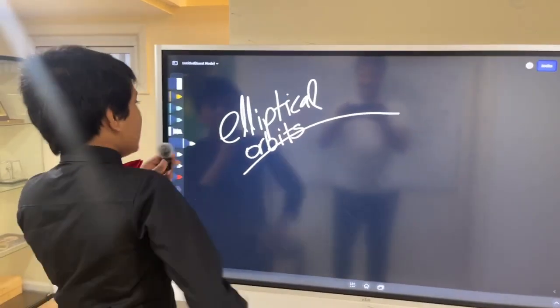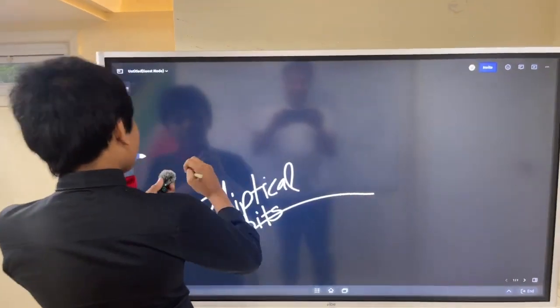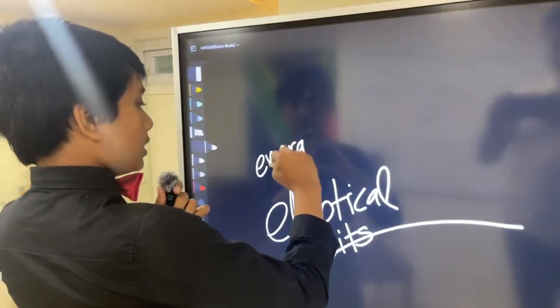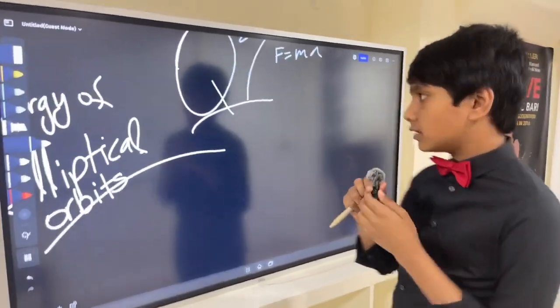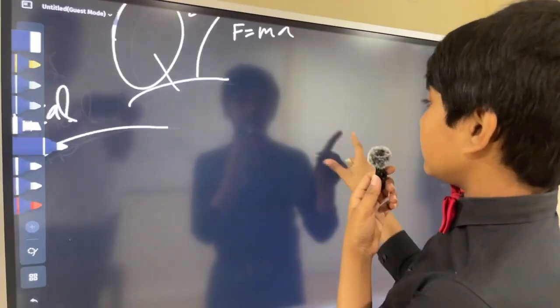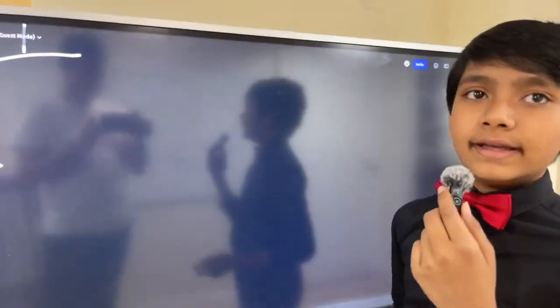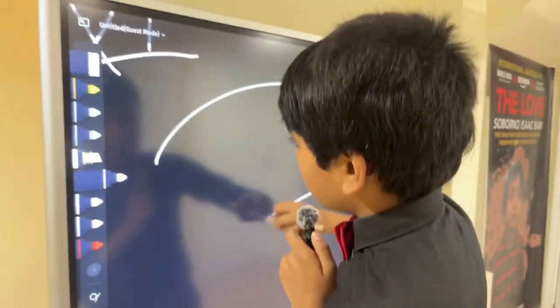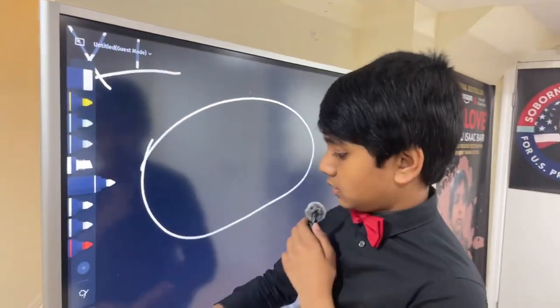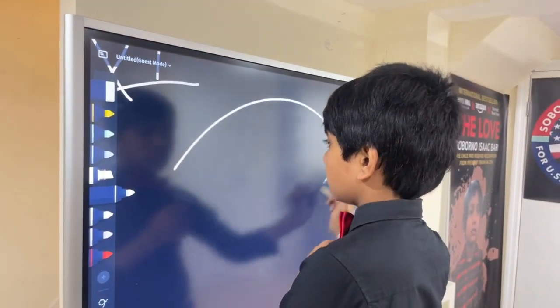Today we're talking about elliptical orbits, specifically the energy of an elliptical orbit. That's why we're here today: to derive it. This is a very long, fat derivation, so don't blame yourself if you don't get it on the first try. That's not a nice enough ellipse.